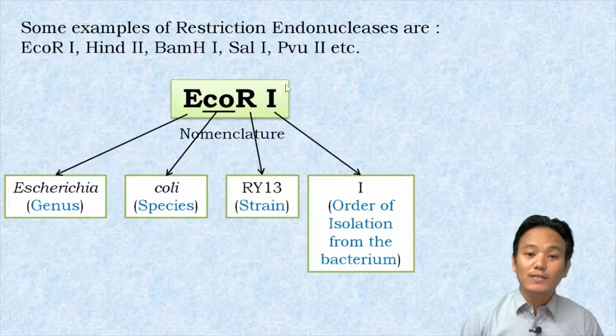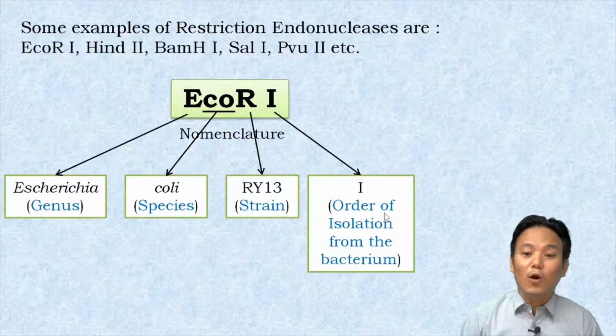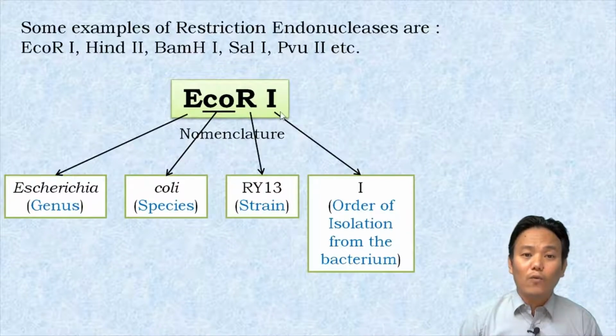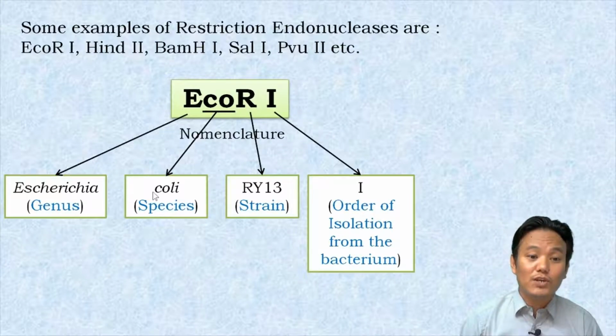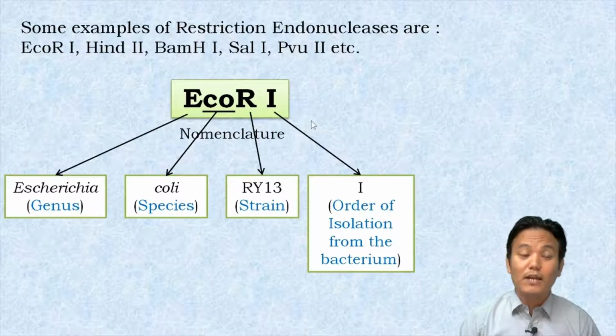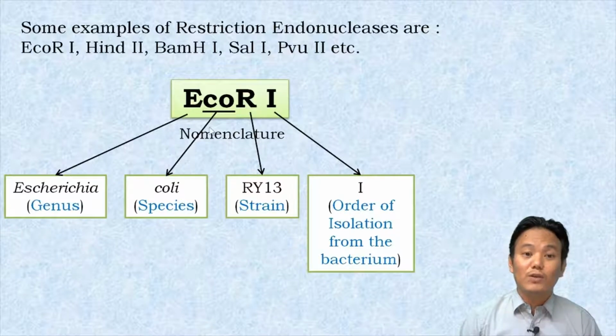And the last Roman numeral signifies the order of isolation from the bacterium. So in short, we can say that EcoRI restriction endonuclease was the first restriction endonuclease to be isolated from Escherichia coli RY13. I hope you are clear regarding how these names are given to these restriction endonucleases.